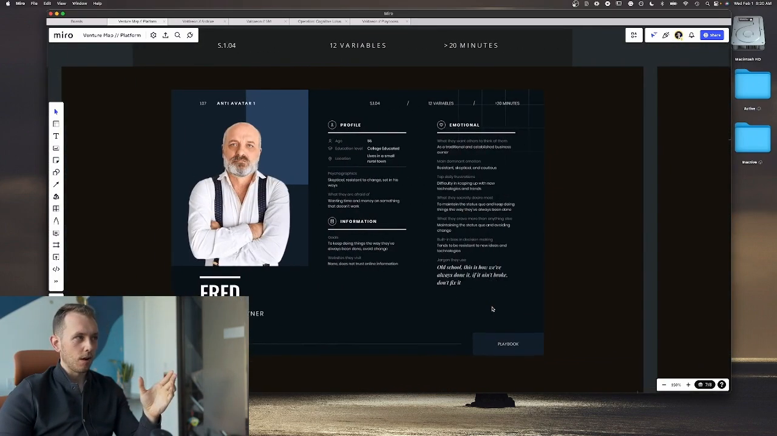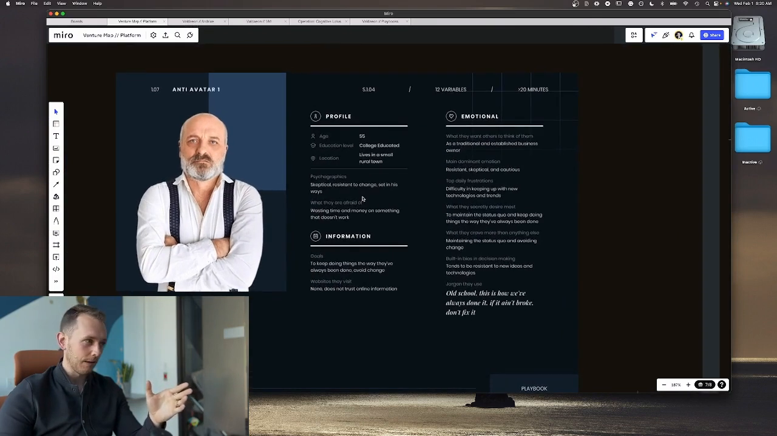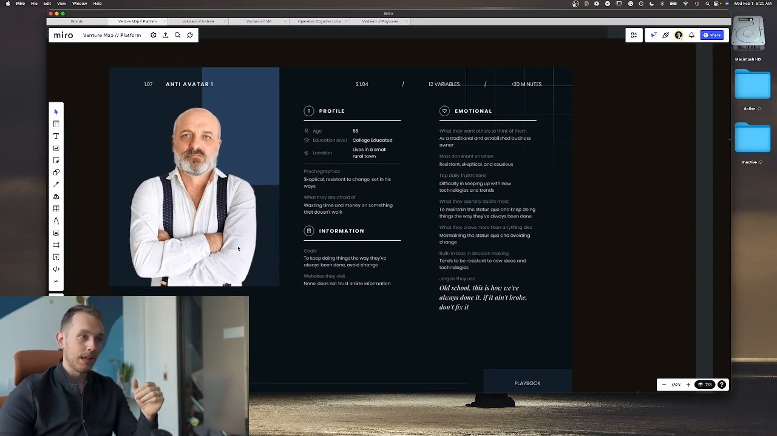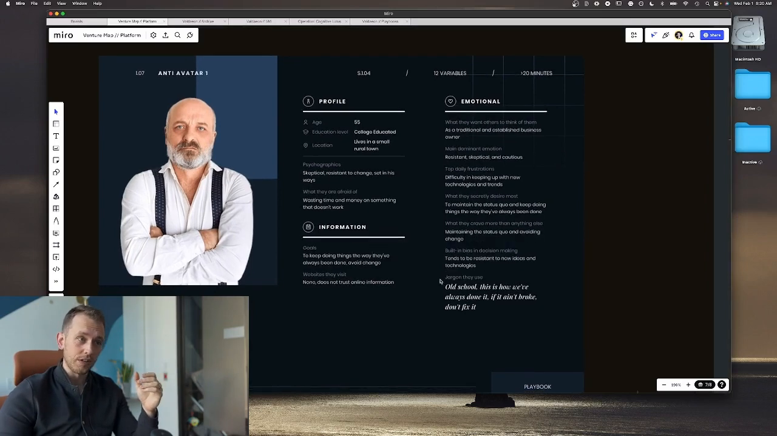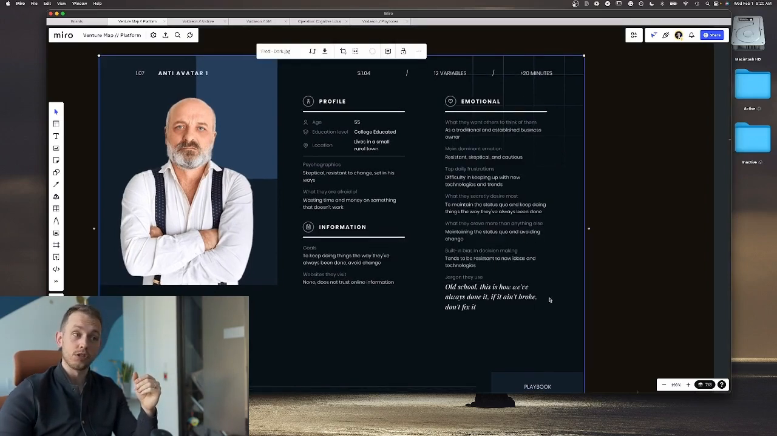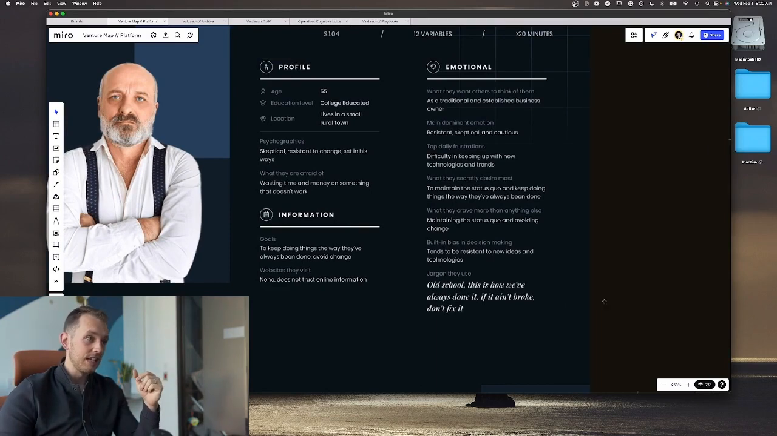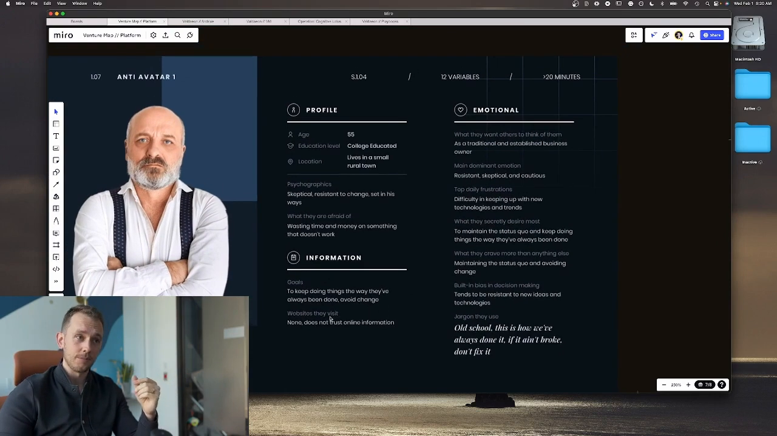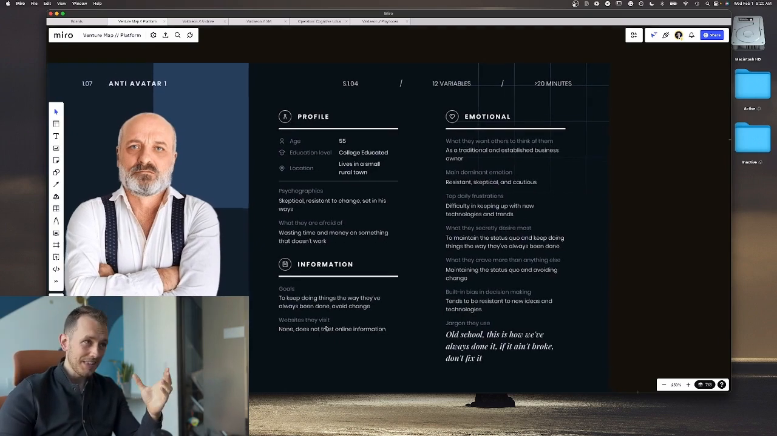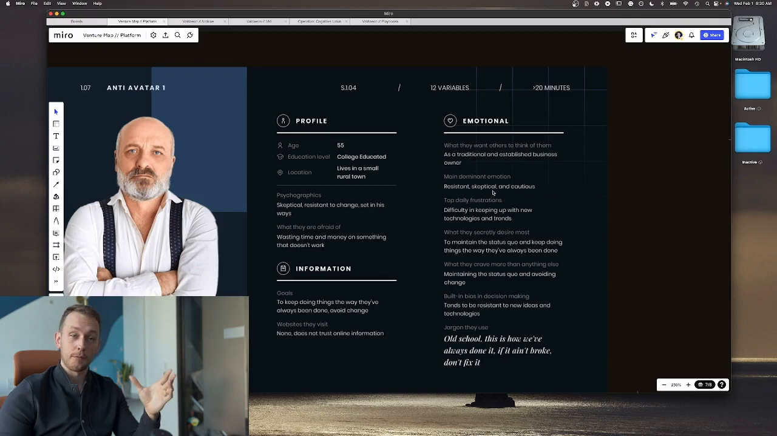Now, another thing that is helpful is anti-avatars. We got Fred here. Fred is someone that we don't want to serve. Jargon he uses is old school. This is how we've always done it. If it ain't broke, don't fix it. His goals are to keep things going the way that they always have been done. Avoid change. Websites that he visits, none. He does not trust online information. He's resistant. He's skeptical. He's cautious. This is an example of the type of person we know we're not going to be good at serving.